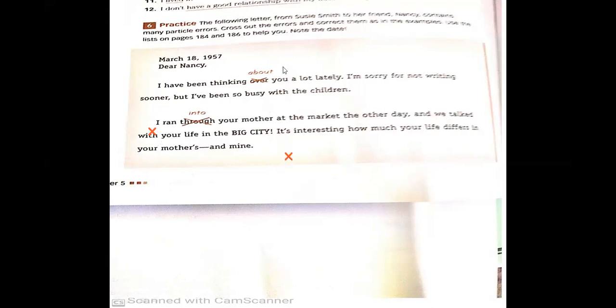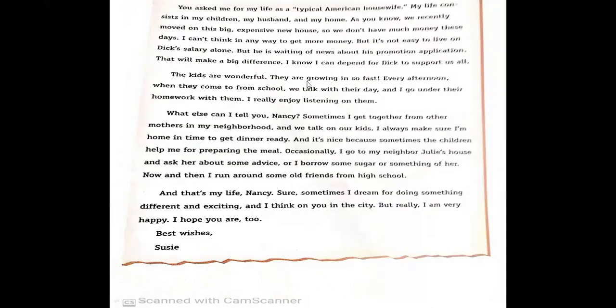The next lines, Omar, or the next paragraph, I mean. Yes, I move with you. You asked me for my life as a typical American housewife. My life consists in my children, my husband, and my home. Consists in, is it correct? Of. Yes, and instead of "in", consists it would be "of". Yes, excellent. Thanks so much, Omar.